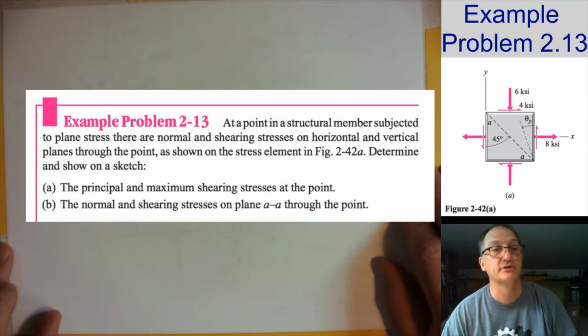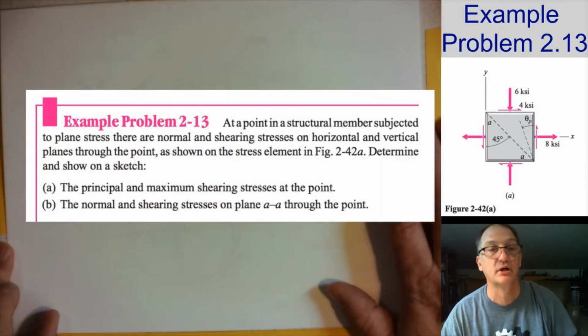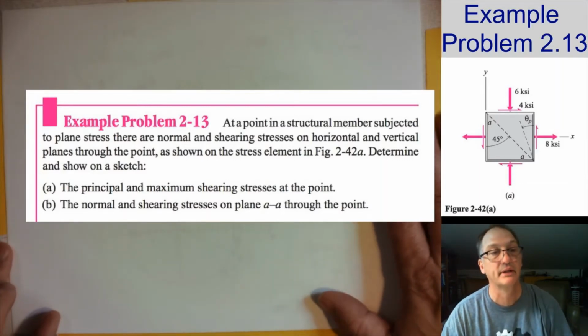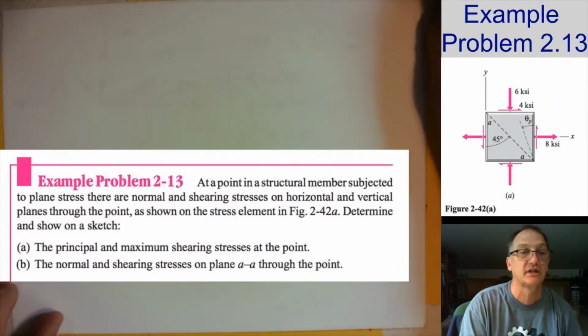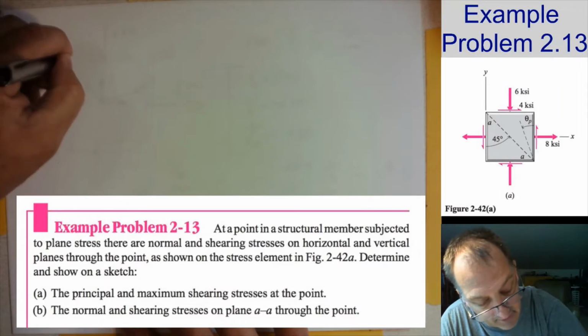Example problem 213. At a point in a structural member subjected to plane stress, there are normal and shearing stresses on the horizontal and vertical planes through the point. I'm going to start sketching that stuff out, and if you look very carefully, you can see the lines on the piece of paper below.